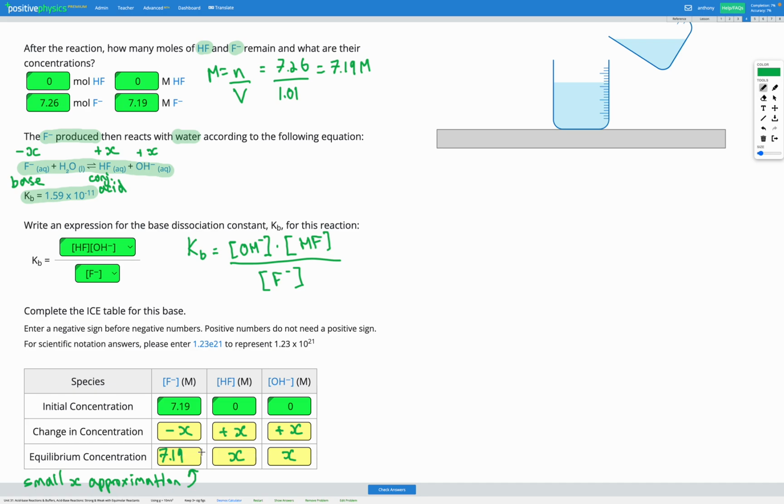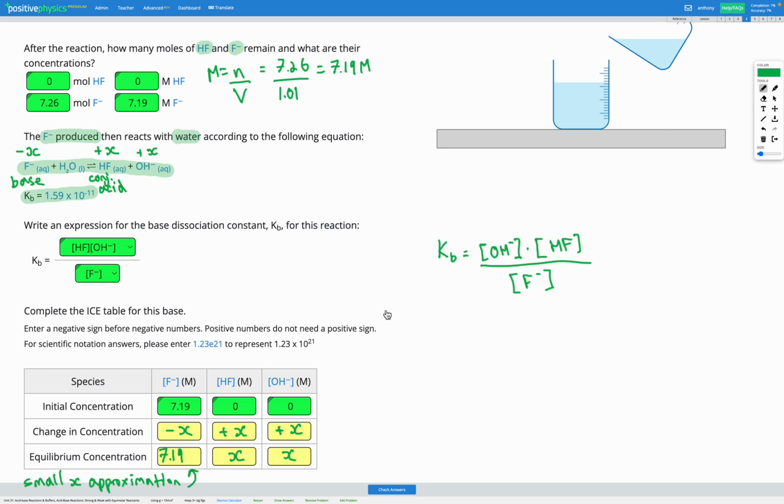So I now have an expression for my equilibrium concentrations. I also know my Kb values, so I can plug that all into my Kb equation here. So Kb, we're given in the question, that is 1.59 times 10 to the power of negative 11. Then we have the concentration of OH-, which we have written as X. Then we have the concentration of HF, which we've also written as X, and we're dividing that by the concentration of F-, which is 7.19. So I'm going to multiply by 7.19 on both sides to get rid of that on the right.